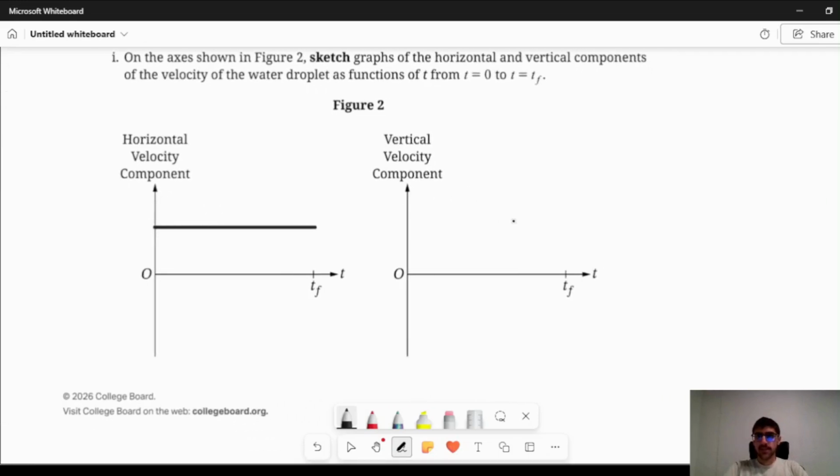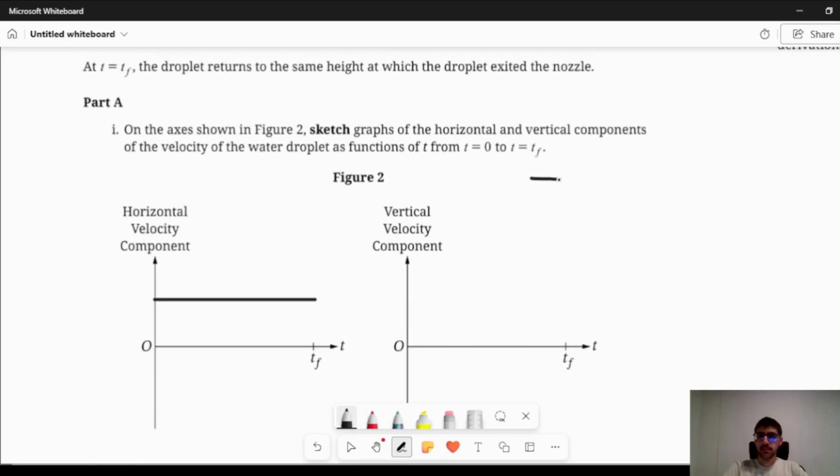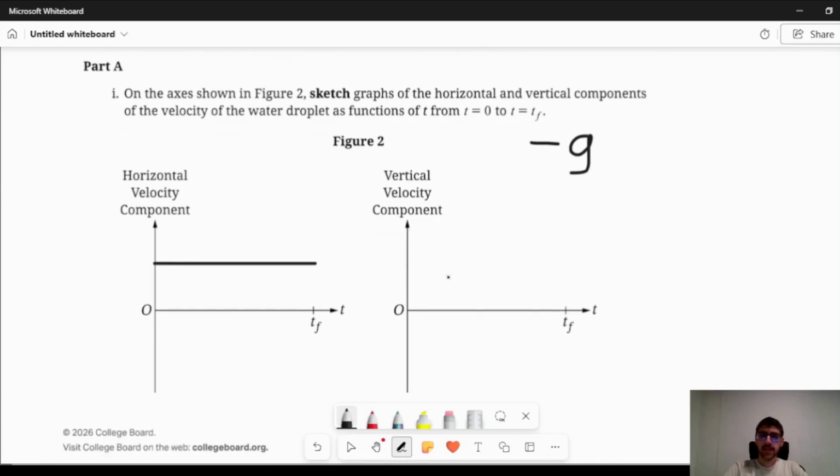For the vertical velocity, the way I like to think about it is, I know that acceleration is constant, and since the slope of velocity is acceleration, I know my slope has to be constant, and I know my slope is negative g, right? So my slope is negative g, so it's going to be a negative linear line. So it could start anywhere here. All that matters is that it continues to tf, like this. And they're not going to grade you on this, but technically the area under the graph here and the area under the graph here should be equal.